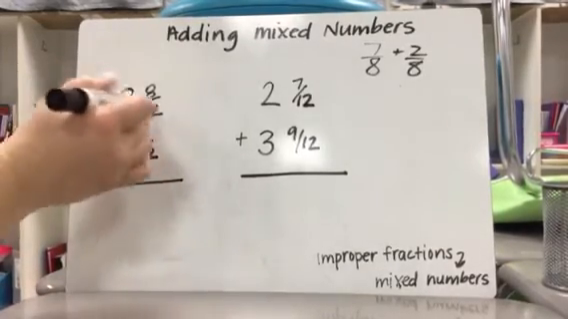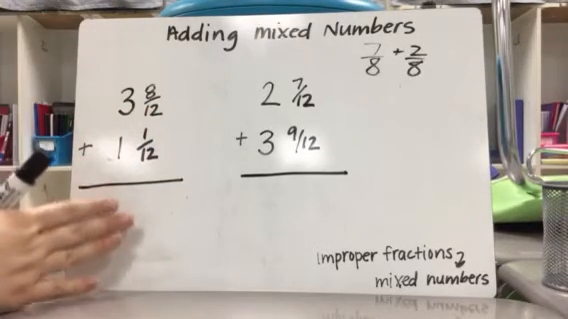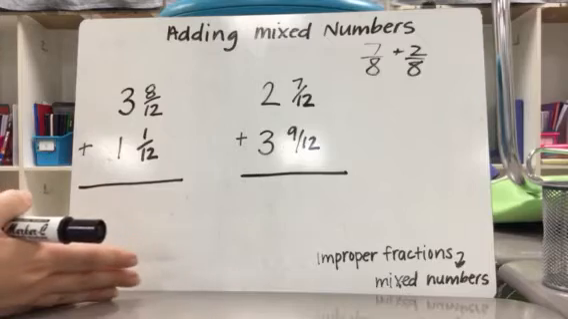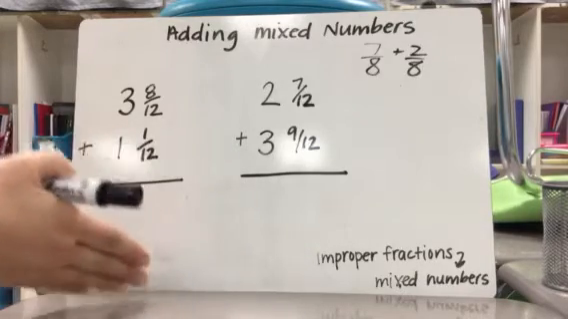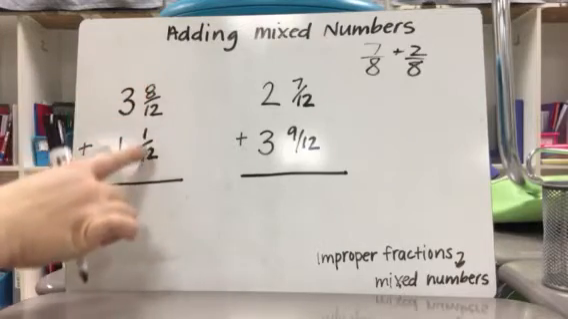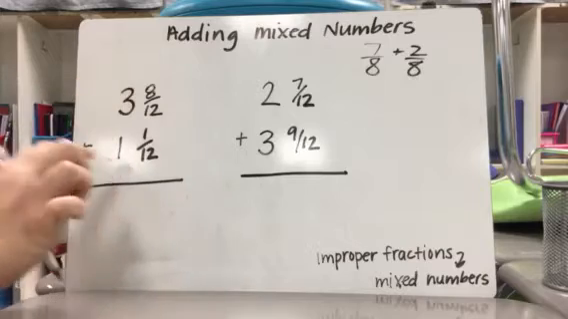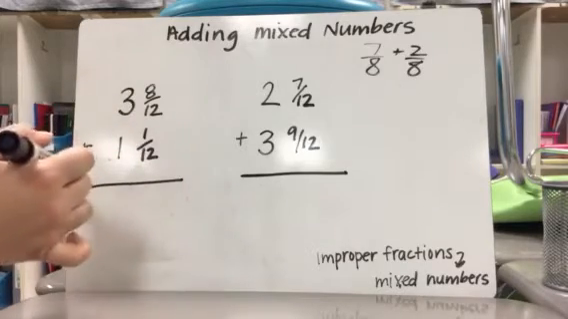So here I have 3 8/12, and I'm going to add to it 1 1/12. So I like to have my fourth graders line it up, kind of like place value, how we line up the ones and the ones, the tens and the tens, the hundreds and the hundreds. Well, here I like to have them line up the ones that look a lot like typical fractions and then the whole number part of it. So that's what we have here.